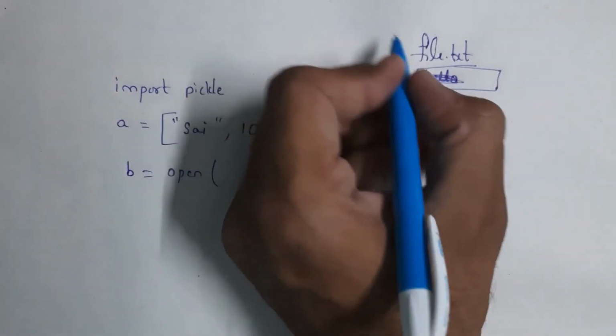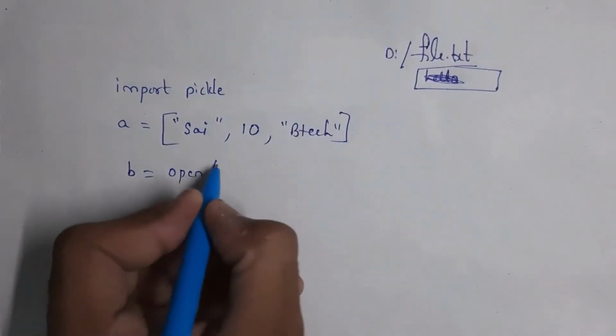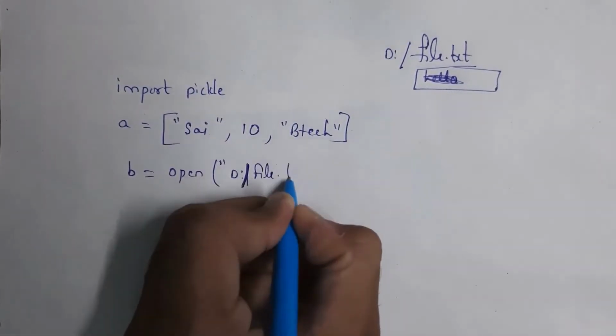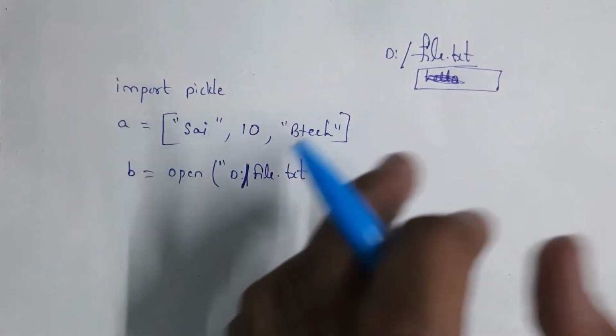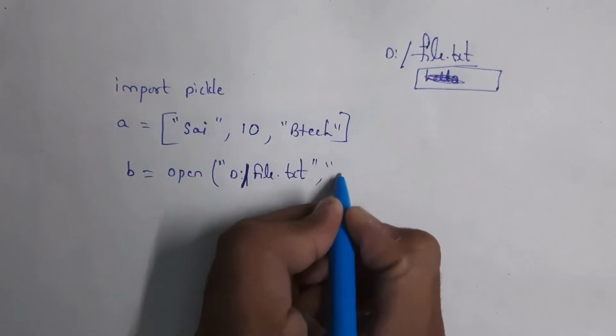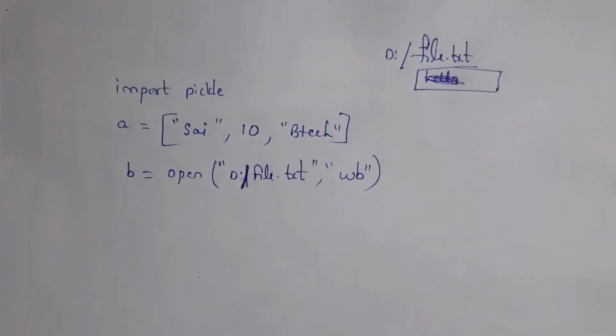My file name is file.txt, which is present in local disk D. So just write here b equal to open, in quotations write d:/file.txt. I am storing this list inside this file, and in order to store a list you need to open this file in write binary mode. We can only use binary mode. We are not storing text, we are storing a list. So take here write binary mode.